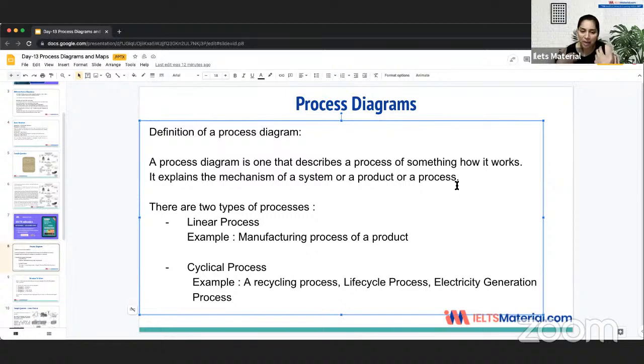as I am aware about the process diagrams, there are two types of processes. One is a linear process and one is a cyclical process. Can you describe what is a cyclical process, or what would be a linear process? Any idea that you get with the terms?